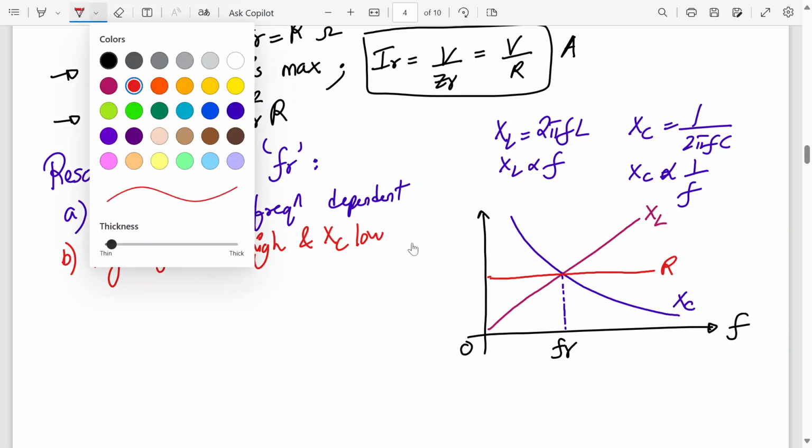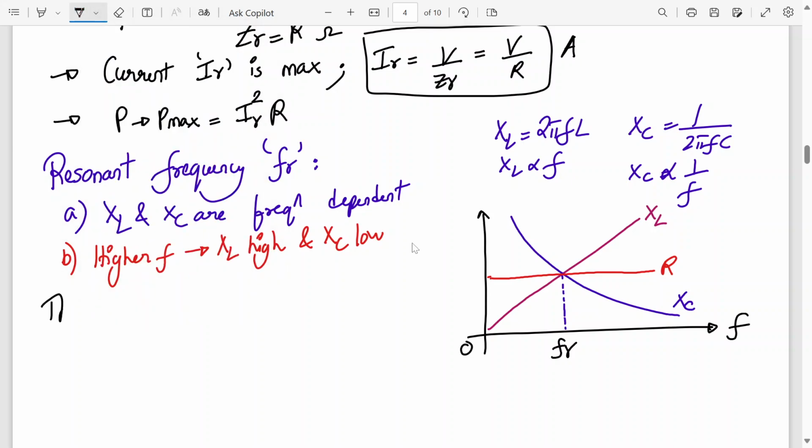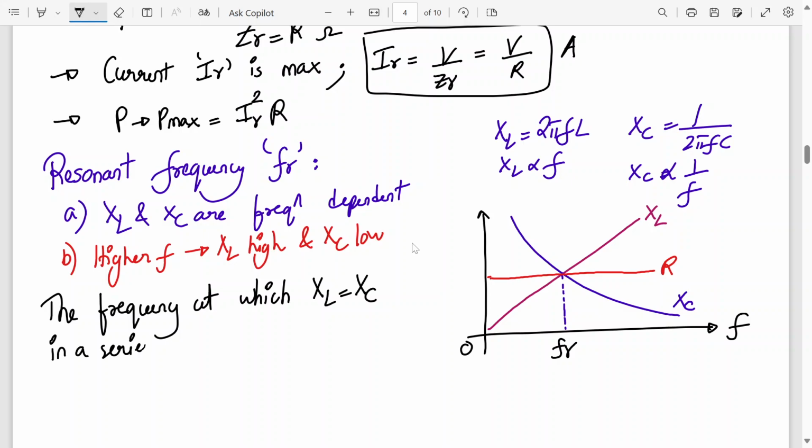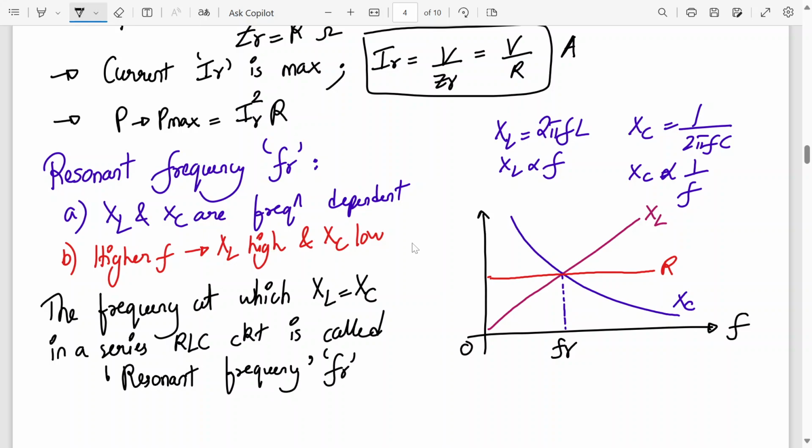So we'll write the formal statement of resonant frequency. The frequency at which inductive reactance is equal to capacitive reactance, that is XL is equal to XC, in a series RLC circuit is called resonant frequency, FR. We'll write it as the formal definition. Now we'll derive the expression for FR.